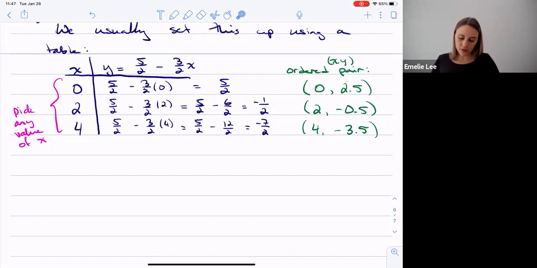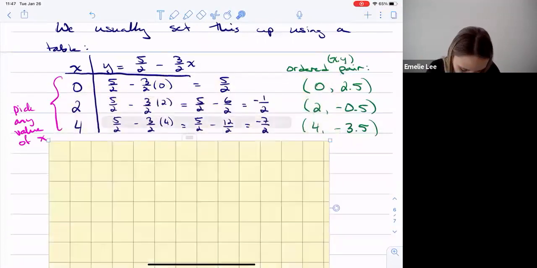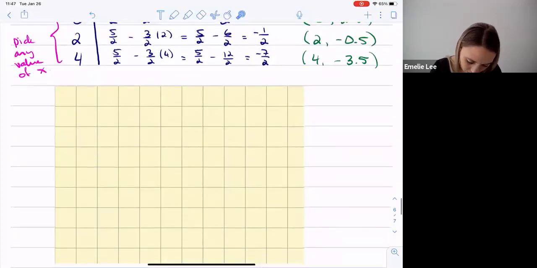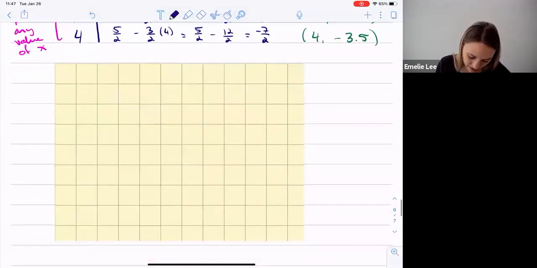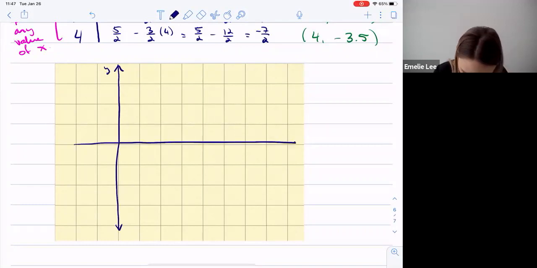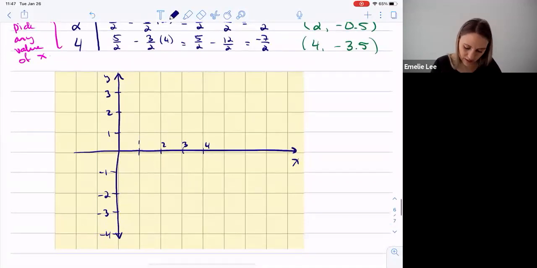Okay, so what we're going to do now is I'm going to cheat, and I've got these little grid stickies. And I'm going to put a grid on here. I still have to do a little bit of thinking about where to put my x and my y-axis. Hopefully that works out. Let's use 1, 2, 3, -1, -2, -3, -4, 1, 2, 3, 4, etc. This is my x-axis.